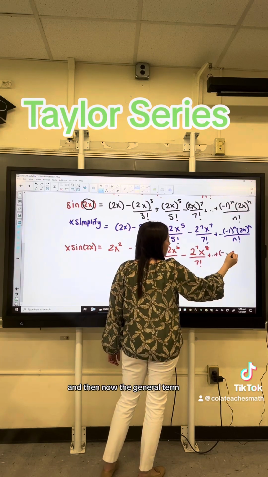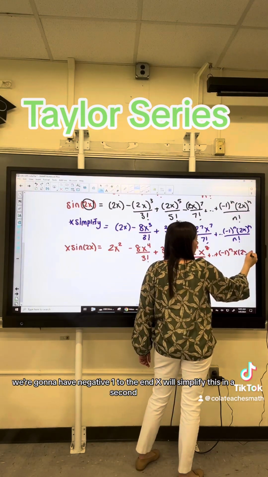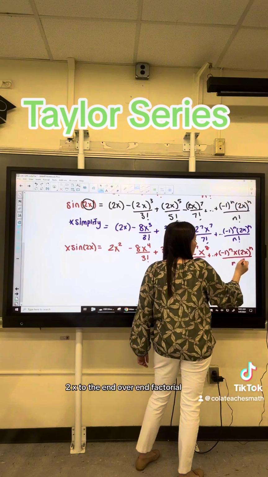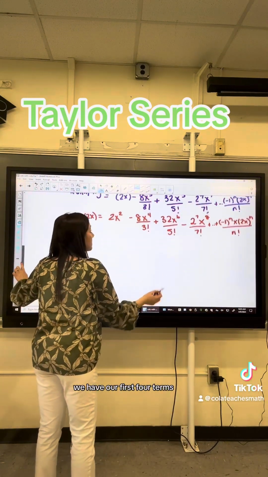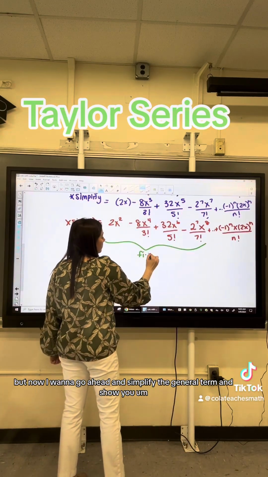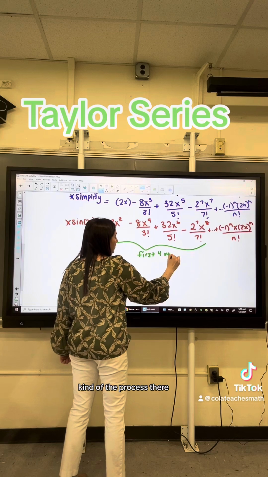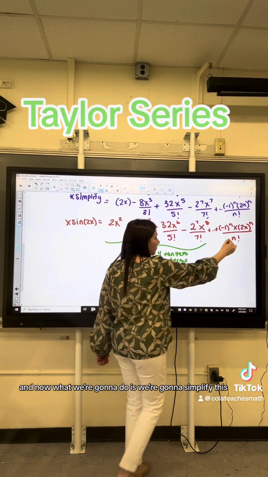And then now the general term, we're going to have negative 1 to the n, x, we'll simplify this in a second, 2x to the n over n factorial. So there we go. We have our first four terms, but now I want to go ahead and simplify the general term and show you the process there. So we have the first four non-zero terms, and now what we're going to do is simplify this.